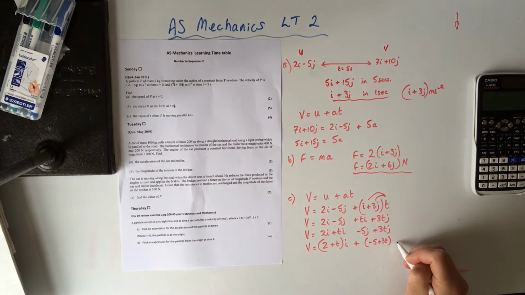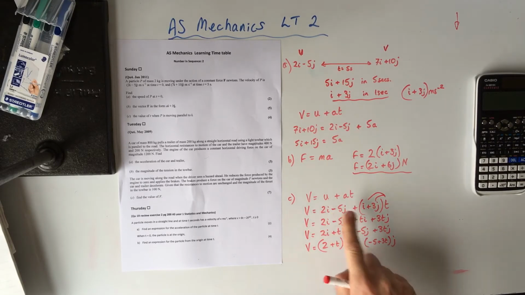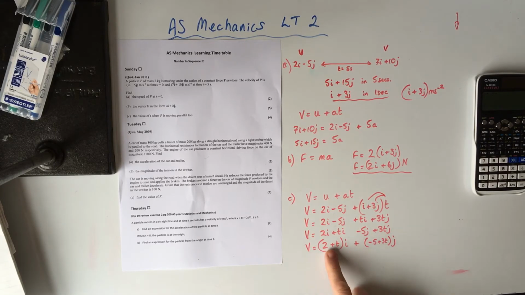Of course, I could write that the other way around, couldn't I, j? So now I've got the velocity in terms of i and j again. It's just in terms of i and j, but i and j are expressions in terms of t.